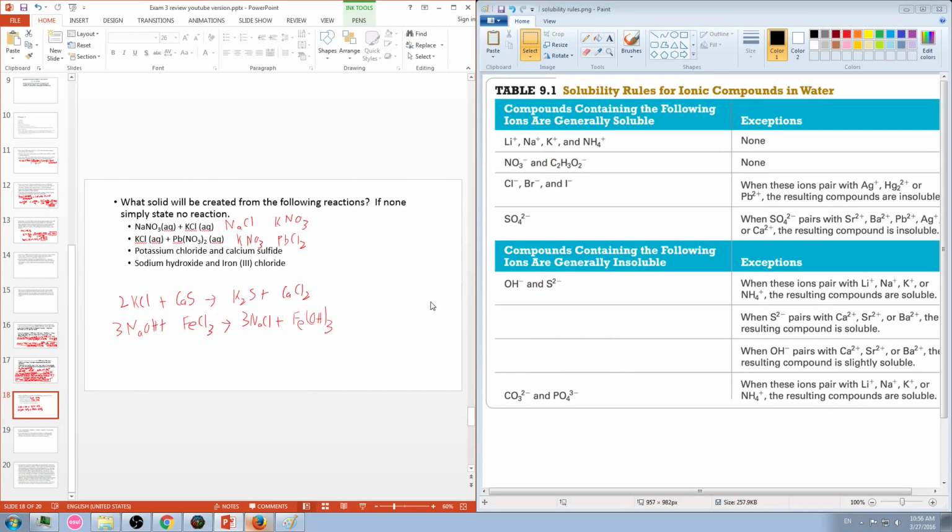Okay, so for the first question, we can look up our sodium chloride. Na plus has no exceptions. It's always soluble. We then look up the potassium nitrate. NO3 minus, always soluble. Therefore, this doesn't have any solid produced. We would write no reaction for the first one.